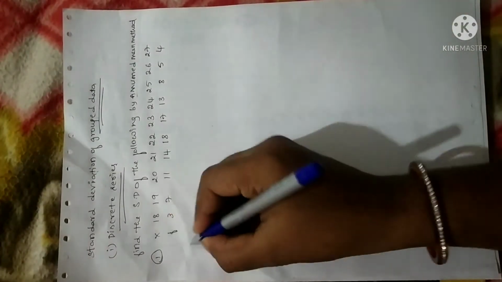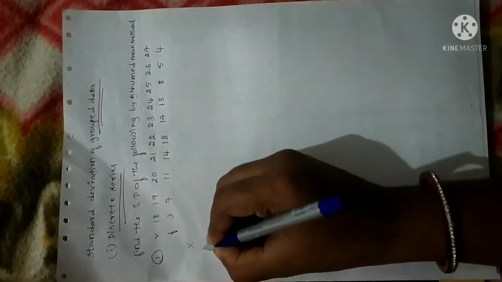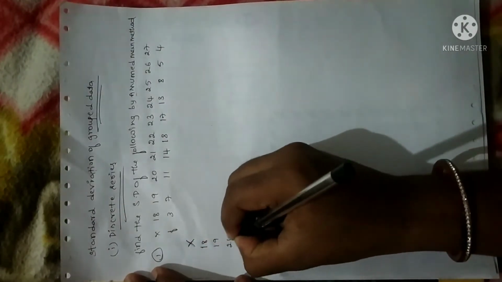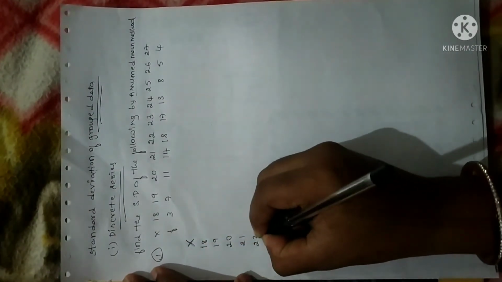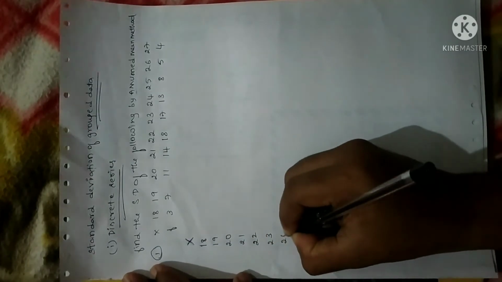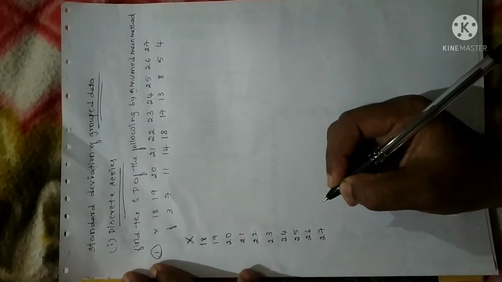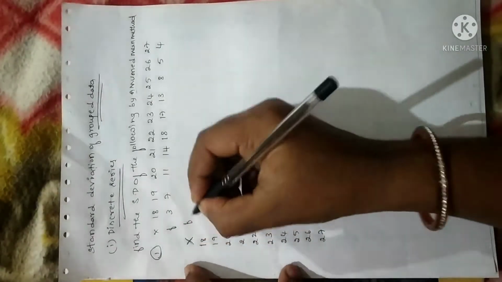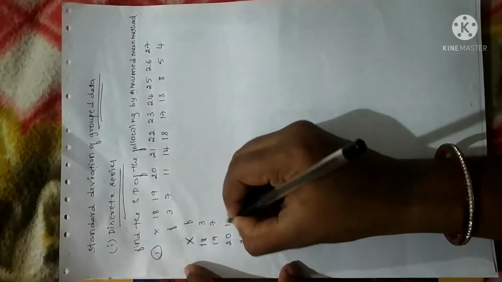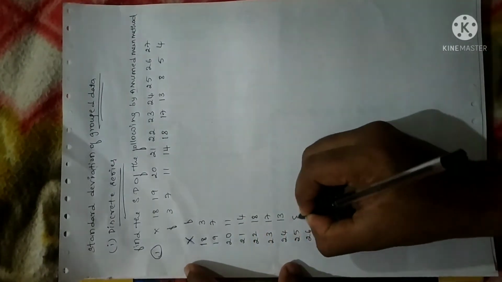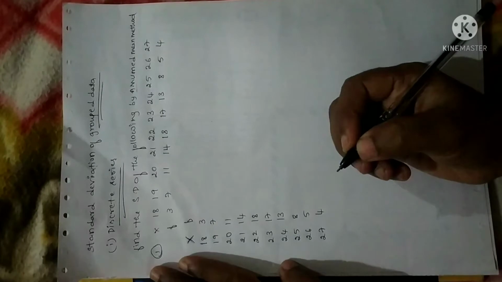First step, we have to write down the given data. So x values is given to us. It is x is given by 18, 19, 20, 21, 22, 23, 24, 25, 26, 27. Right? Now f value is also given. It is 3, 7, 11, 14, 18, 17, 13, 8, 5, 4.